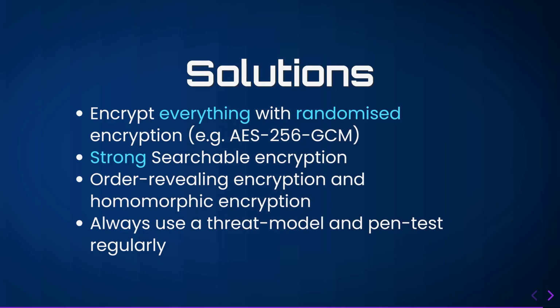And in particular, for example, the case of the longitudes and latitudes that we left unencrypted because we wanted to do geospatial searches on them. Things like homomorphic and order-revealing encryption allow us to fully encrypt those data points as well. So we really get the best of both worlds. And it really goes without saying, but I'll repeat it nonetheless, always use a threat model and get pen tests regularly from people who understand this space.